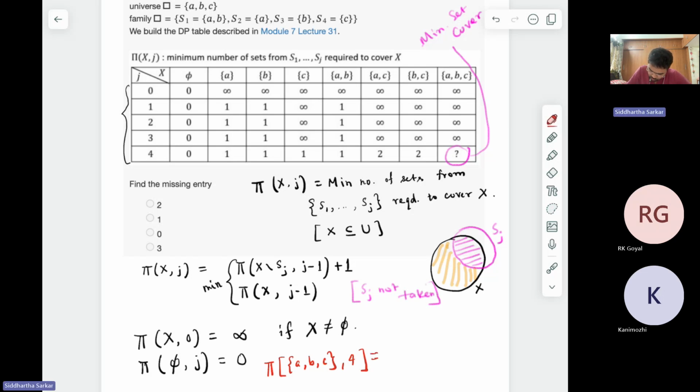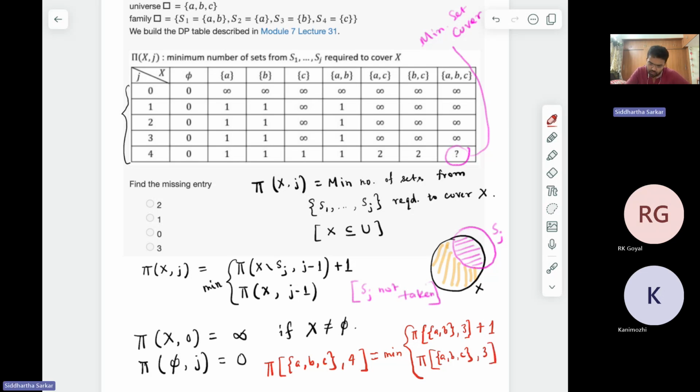So minimum of two things. One is when S4 is taken. So when C is taken, then we are left with covering AB. So pi of AB, and now you are allowed to take the remaining 3. But you have already taken S4. The other thing is that you have not taken S4. So then you have to cover the same set, but this time you are not allowed to take S4.